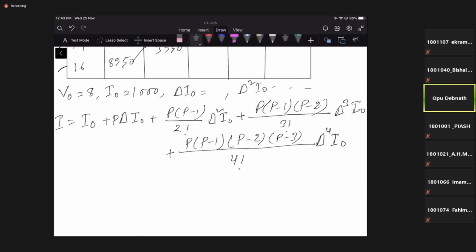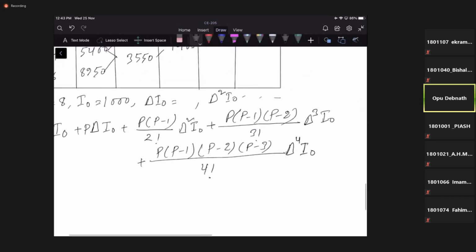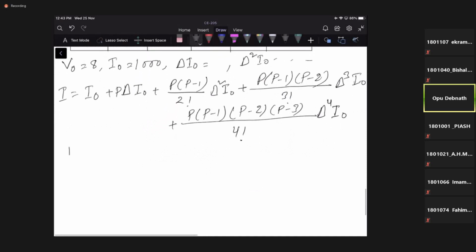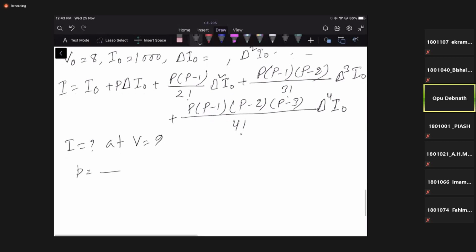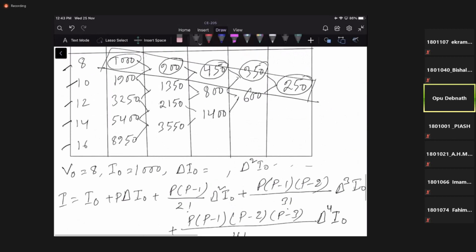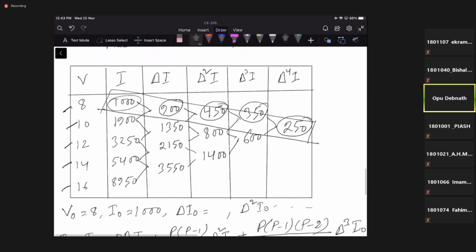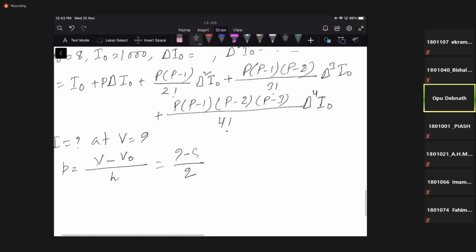Okay, so you have all these values except P. So now calculate the P. We need to calculate the I at V equal to 9. Then P will be V minus V0 divided by H. Here H is the interval 8, 10, 12, 14, that means the interval is 2. V is equal to 9 and V0 is the initial value 8. Put it in, that means P will be 0.5.